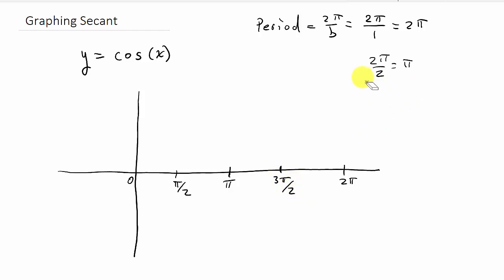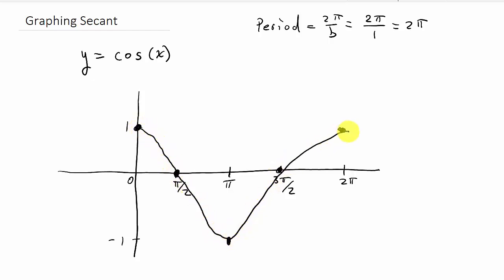Okay, so you need to get those points, and then we need our amplitude, which in this case is 1. So I know my largest and smallest values are going to be 1 and negative 1. And so we're graphing from 0 to 2 pi, just over one period. So remember, cosine starts out at its maximum, and then it goes to 0, and then it goes to its minimum, and then back to 0, and then back to its maximum. And your cosine function would look something like that.